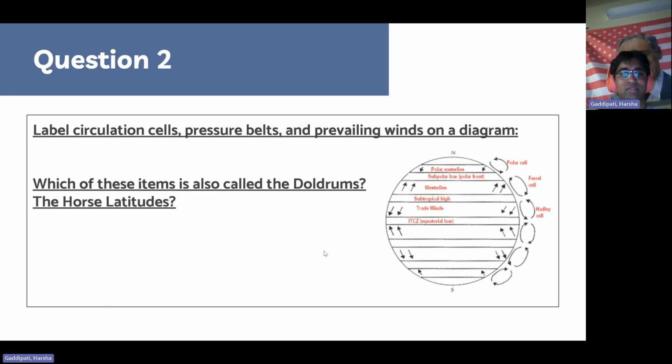Going on. It says, which of these items is also called the doldrums or the horse latitudes? I'll give you guys like 30 seconds.